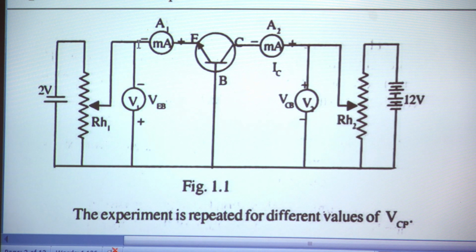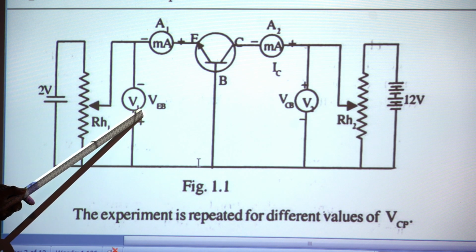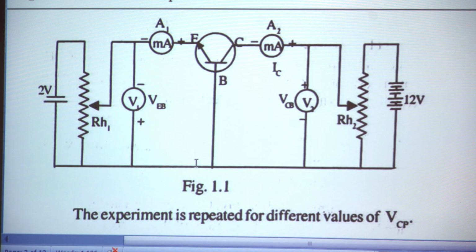Then to measure the current that is passing through the emitter, we are connecting a milliammeter, that is A1. That ammeter A1 measures the current IE. Similarly, a voltmeter V1 is connected between the emitter and the base, and that voltmeter reads the emitter base voltage. The emitter base voltage is measured by the voltmeter V1, that is VEB.